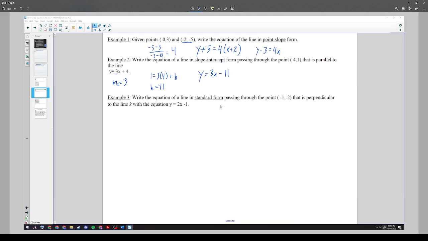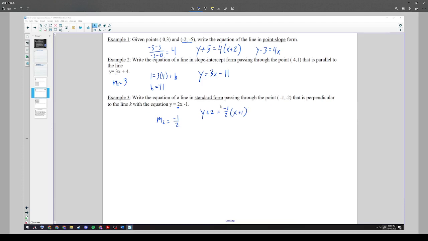All right, write the equation in standard form passing through this point, perpendicular to line K with this equation. So my slope here, I can see, since it's in slope-intercept, is 2. So my new slope is -1/2. And then I want to write in standard form. So I'm going to start off with point slope and convert it into standard. So we'll do y minus -2, so y plus 2 equals -1/2 times x minus -1, that's plus 1.